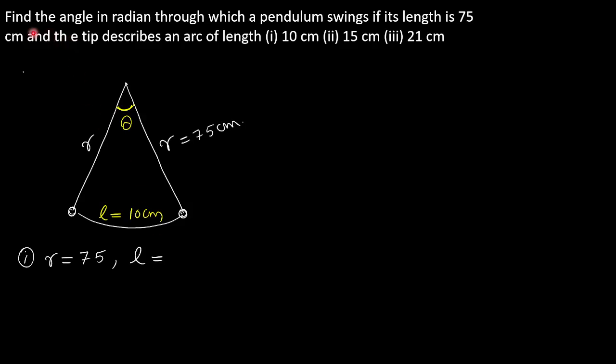So let me read the question once again. Find the angle in radian through which the pendulum swings if its length is 75 centimeter and the tip describes an arc of length 10 centimeter. So the pendulum is swinging like this.